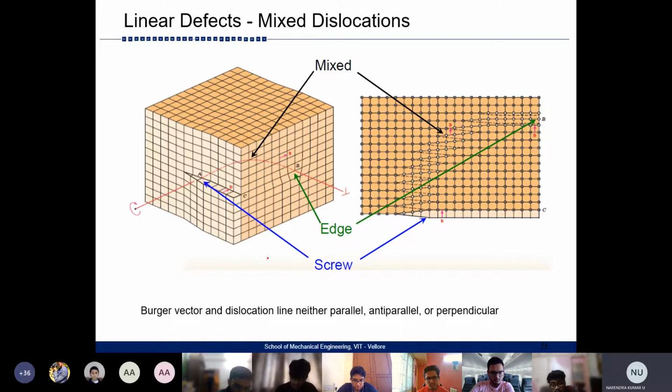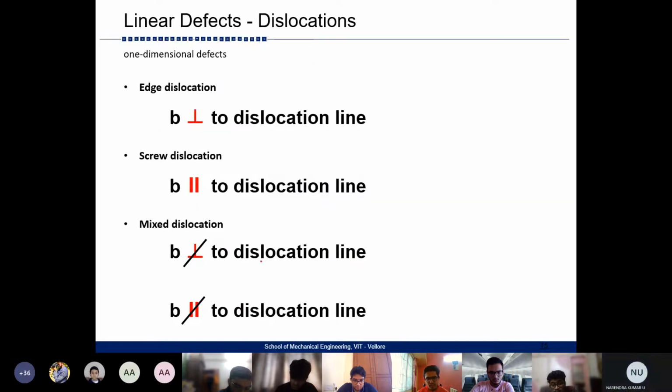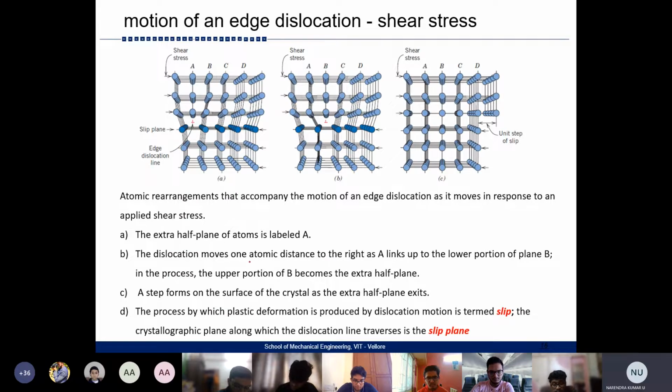Then it is a mixed dislocation. So the compilation of all that is denoted here. So how is the edge dislocation going to move? When we apply a shear stress, I said this dislocation line is nothing but your slip plane, where the atoms on that plane are going to move.